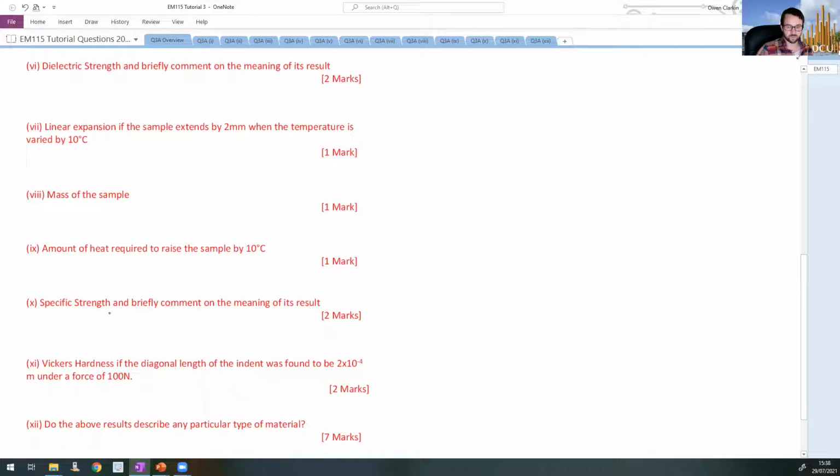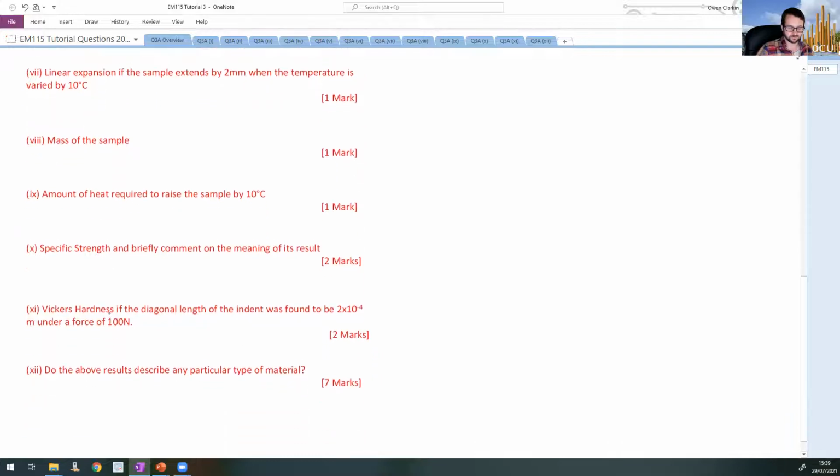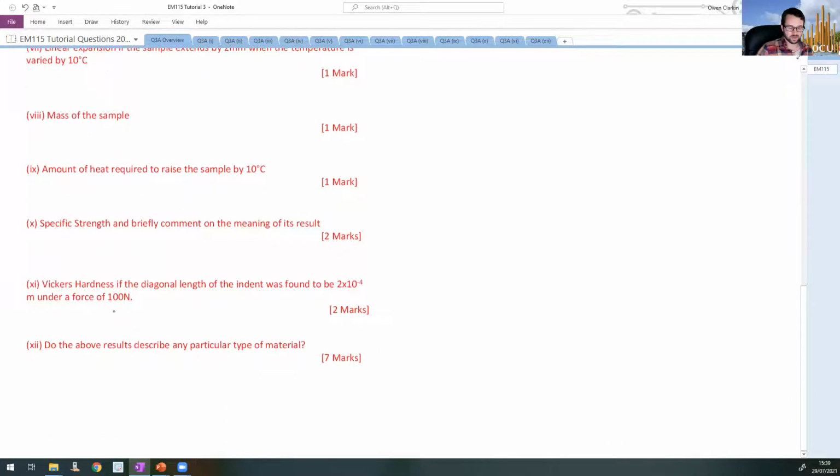Part 10, we're asked for the specific strength. And again, briefly comment on the meaning of results. Part 11, we're asked for the Vickers hardness if the diagonal length of the indent was found to be 2 × 10⁻⁴ meters under a force of 100 newtons.